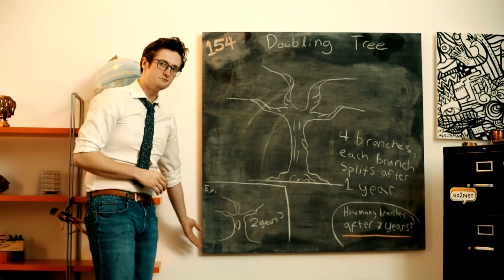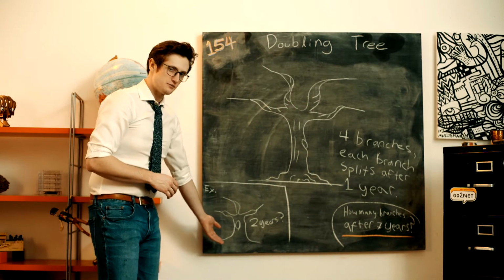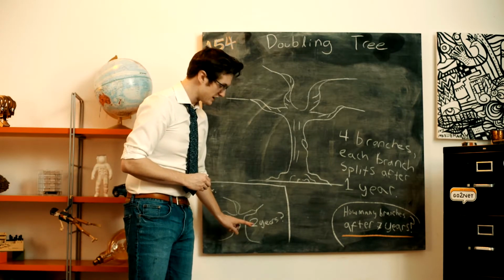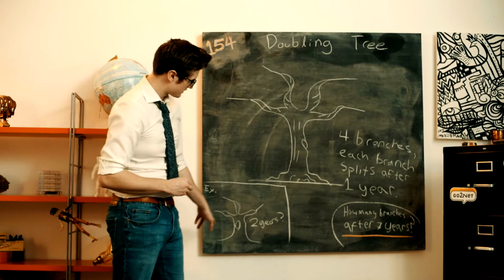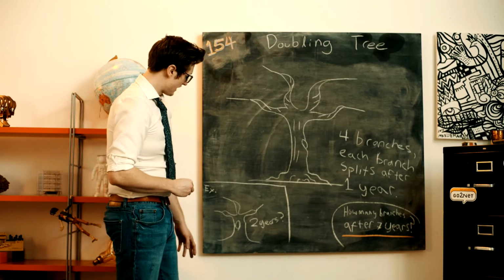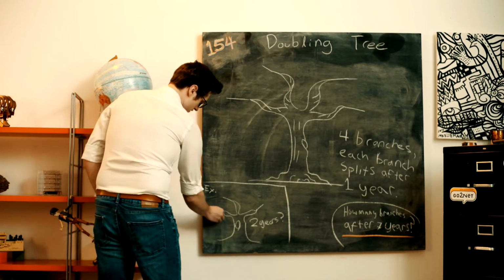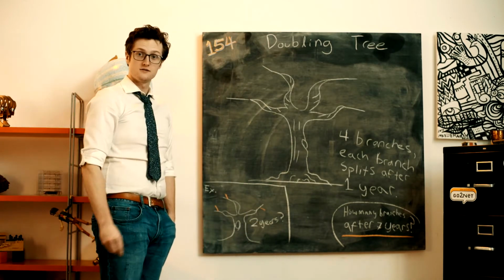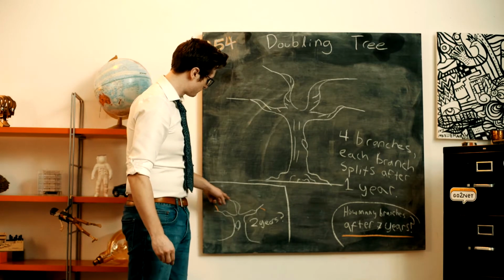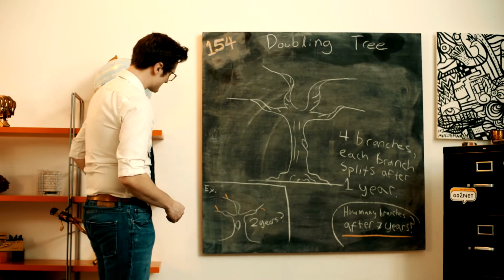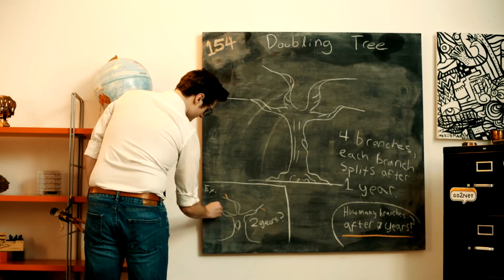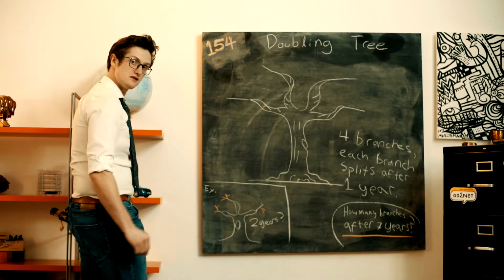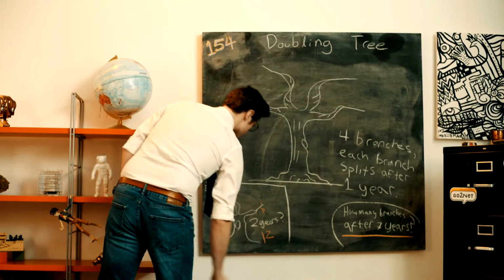So I've drawn my little mini tree. It's like little Groot, baby Groot here. And I want to know how many branches will be on this tree after 2 years. And we can see that there's 3 branches. So after the first year, each branch is going to split like that. We can count them, 1, 2, 3, 4, 5, 6. And then the next year, they're going to each split again. If we count them up again, we should count 12 branches.